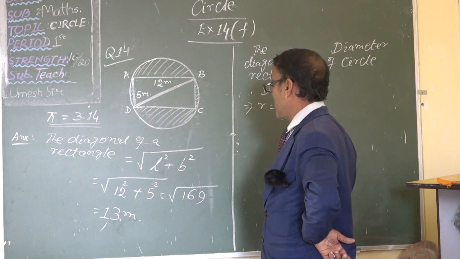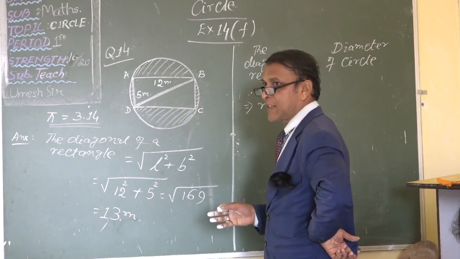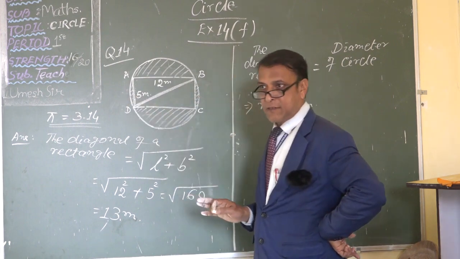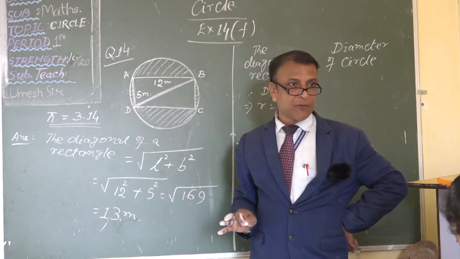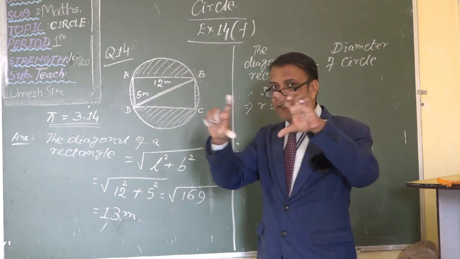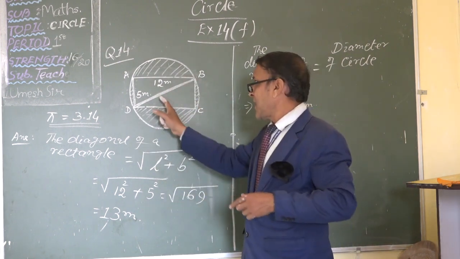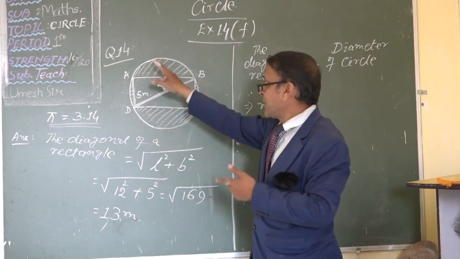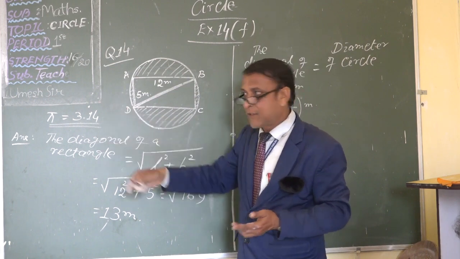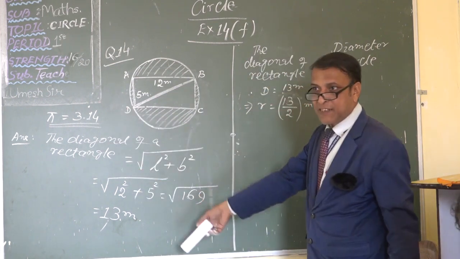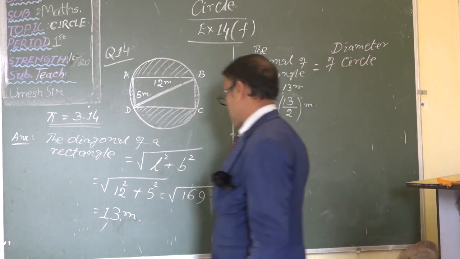Now we will find the area of this shaded part. Area of shaded part will be equal to area of the circle minus area of the rectangle. If we cut out this rectangle, then the rest will remain, understand this. So area of shaded part, this part is finished.